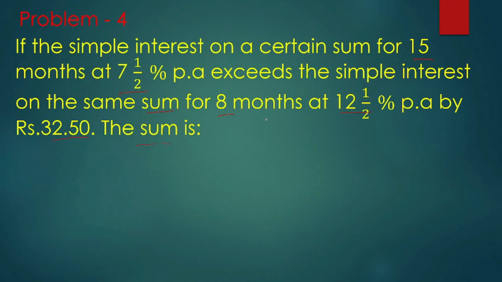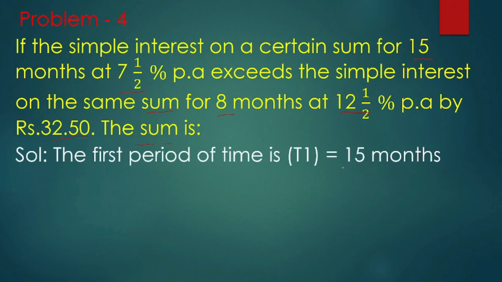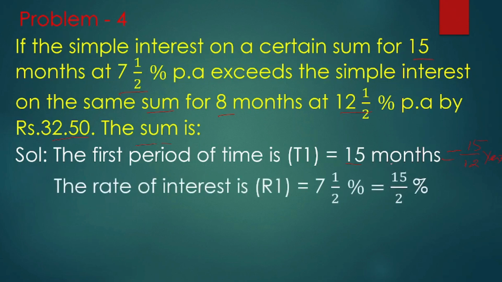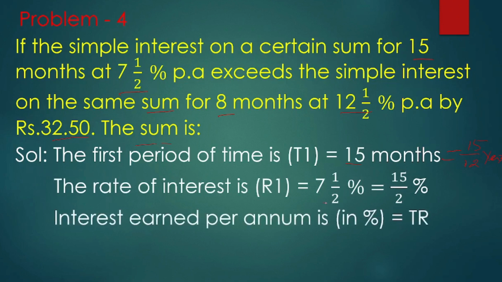So here two different percentages with two different time periods are given. Now see the transactions. First, the time period one is 15 months. This can be written as 15 by 12 years, because the simple interest is given per annum. The rate of interest is 7 1 by 2, that is 7.5, 2 sevens are 14 and 1, 15 by 2%.